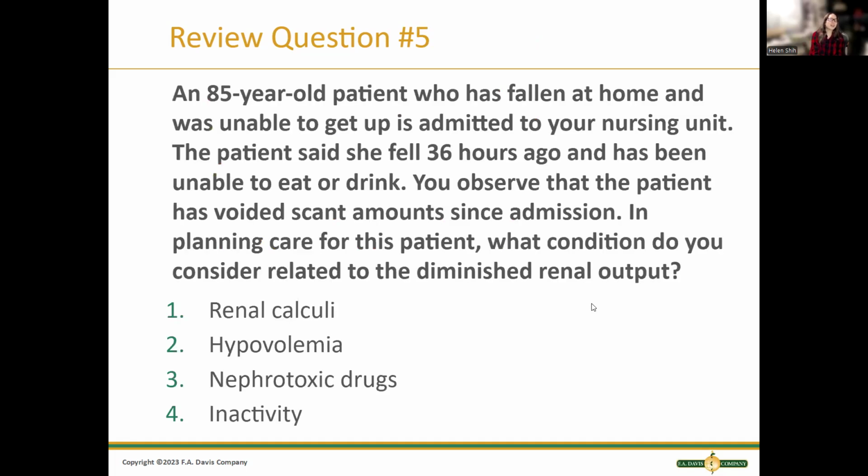And then this one says an 85-year-old patient who has fallen at home and was unable to get up is admitted to your nursing unit. The patient says she fell 36 hours ago and has been unable to eat or drink. You observe that the patient has voided scant amounts since admission. In planning care for this patient, what condition do you consider related to the diminished renal output? So this patient has fallen at home, unable to get up, 36 hours ago and has not been eating or drinking. And the patient has voided very small amounts, so that's oliguria.